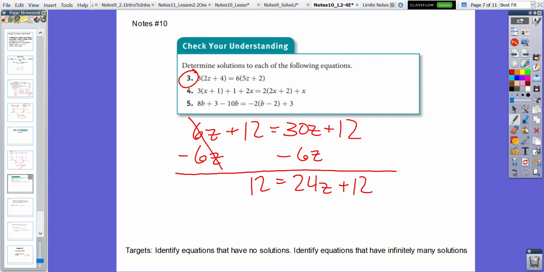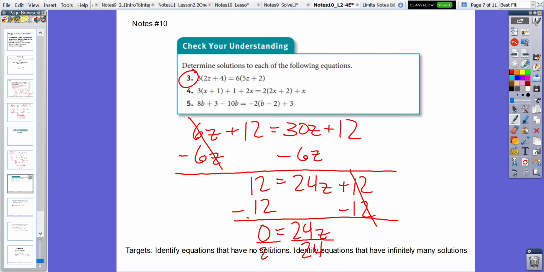All right, so now I'm going to eliminate the 12 on the right side because I just want z on the right side. So I'm going to subtract 12 here, subtract 12 there as well. The 12's cancel, and 12 minus 12 is 0. So 24z. I still have my variable. That means we're going to end up with a solution here. So I'm going to divide by 24 on both sides. That's going to leave me with z equals 0. So this is an example of having just one solution.